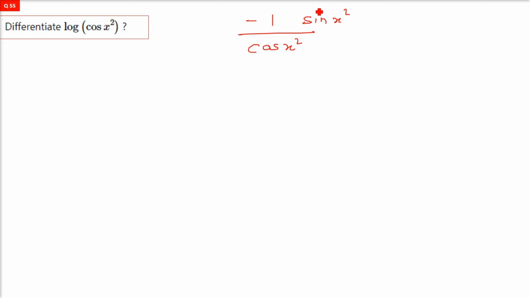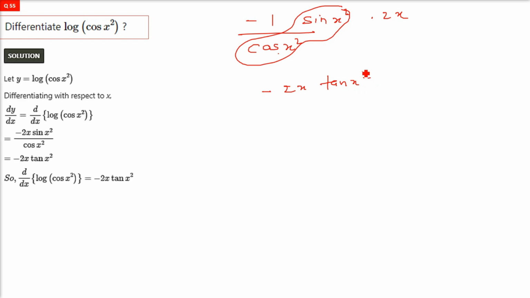Then we have to do the derivative of x square, which is 2x. So sine x square by cos x square is tan x square. This is tan theta only, since sine by cos is tan. So you have minus 2x tan x square. This is quite a straightforward kind of question, and this is how you are going to write it in your exam or your classwork.